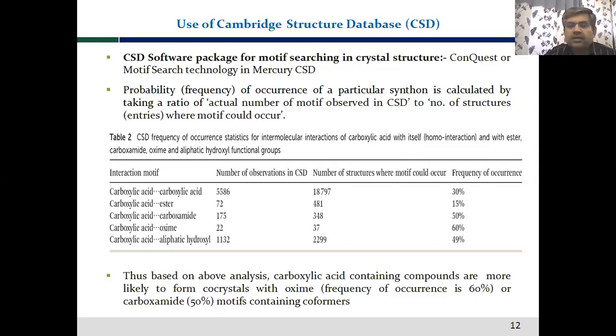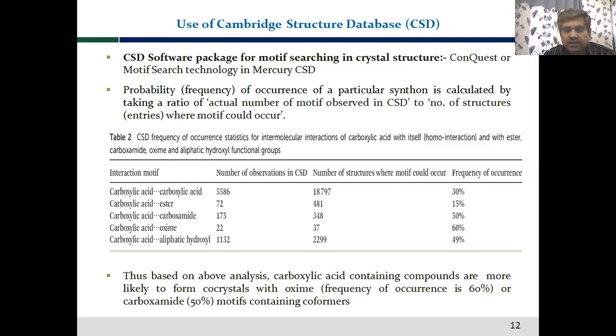So this probability is calculated by taking a ratio of the actual number of motifs observed in the Cambridge structure database to the number of structures where the motifs could occur. And if we look at the distribution of the motifs with respect to this, the frequency of occurrence is given here. So the highest frequency of occurrence of 60% is given to carboxylic acid oxime, which means if there is a compound which has this particular set of functional groups, then the probability of these two groups in the formation of the crystal lattice is going to be very likely.